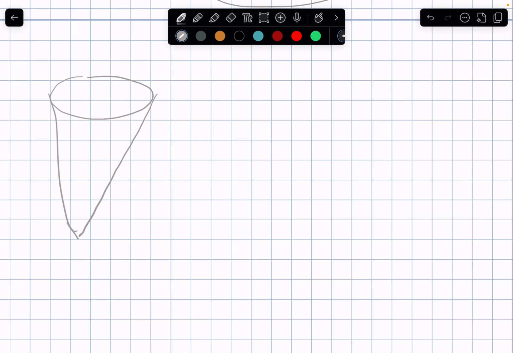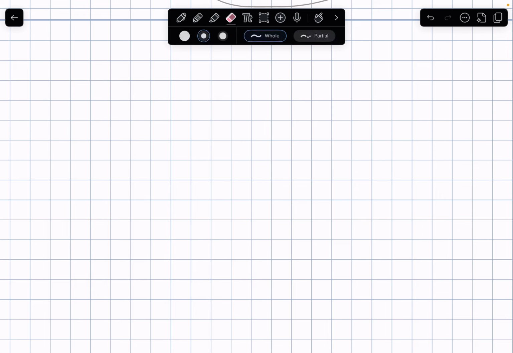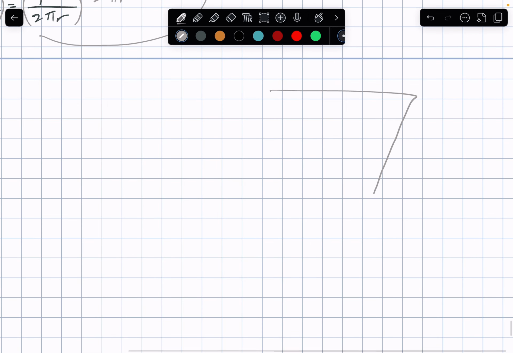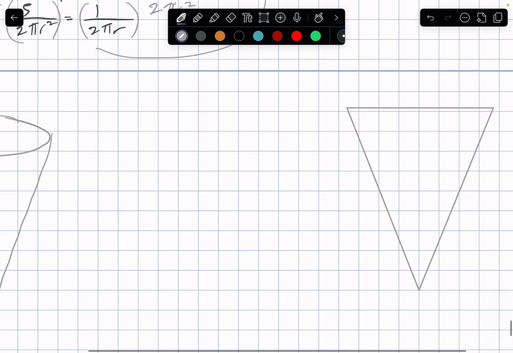Okay, so we have a cone. Oh, this is crazy. This is actually one of the hardest questions in related rates. So get ready, we're gonna answer it. Let me illustrate the 2D render of the cone.